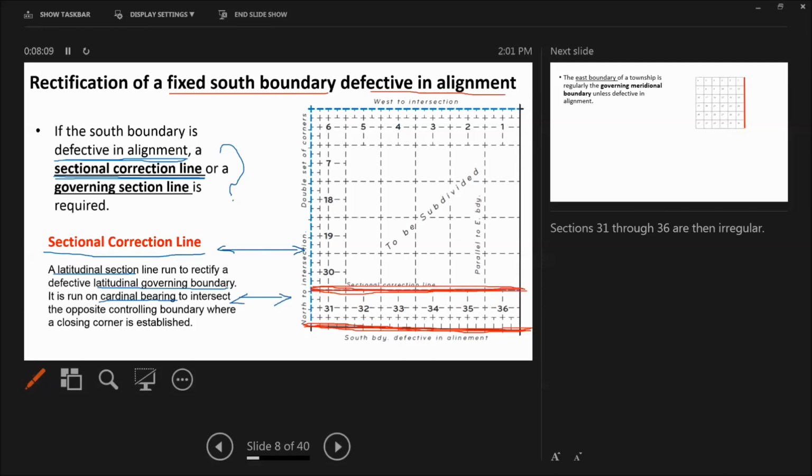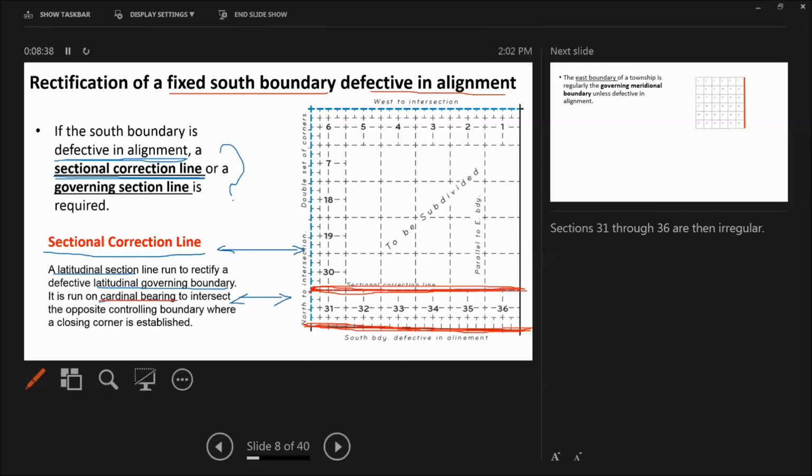And you establish this correction line not parallel, but now in the cardinal directions. Now you establish it in the correct east-west direction. So that's what it says. Run on a cardinal bearing. Run on an east-west bearing here. And once it hits here, it's going to hit a monument to intersect the opposite controlling boundary. So this is the controlling boundary.